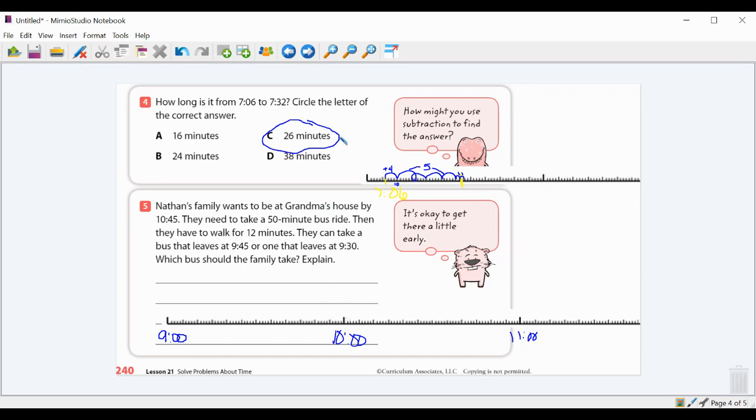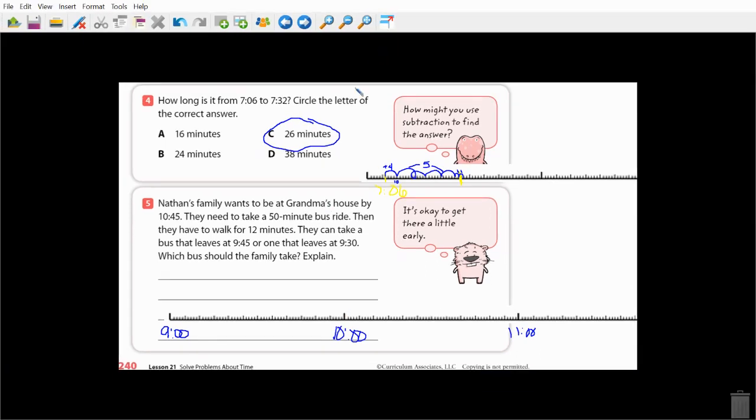All right, they need to take a 50-minute bus ride. Then they have to walk for 12 minutes. Okay, so one wants to leave at 9:30 and one wants to leave at 9:45. So why don't we just figure out where 10:45 is on here, and then we can count back and see which one makes more sense. So 5, 10, 15, 20, 25, 30, 35, 40, 45. So right about here, that's what time they want to get there.